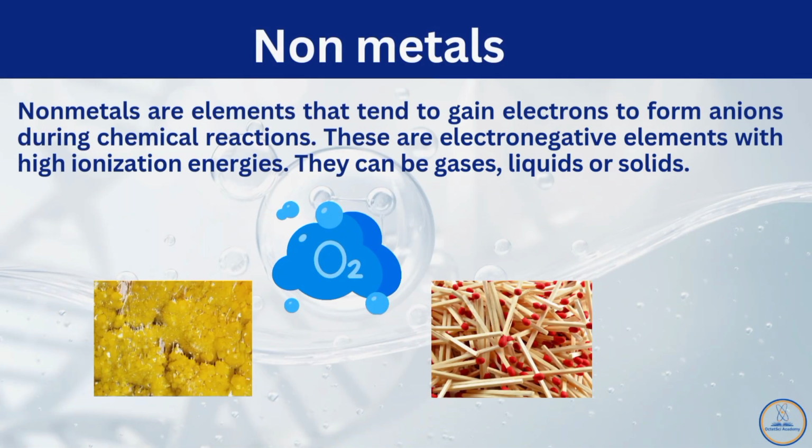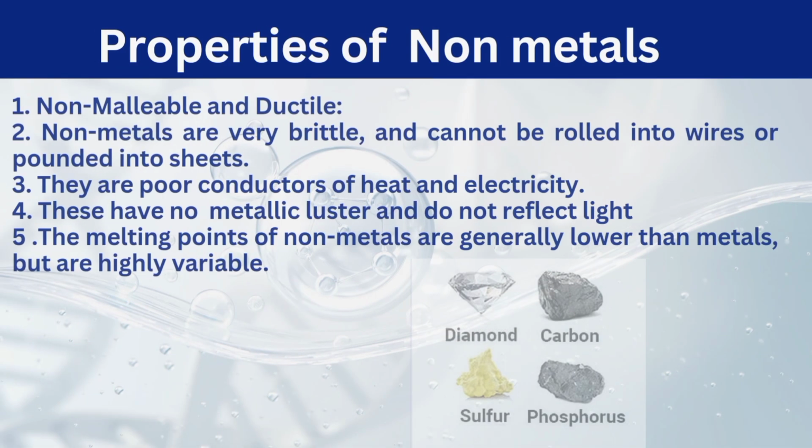Non-metals are elements that tend to gain electrons to form anions during chemical reactions. So they can be gases, liquids, or solids. So we have some examples of non-metals here: oxygen, sulfur, and then potassium.